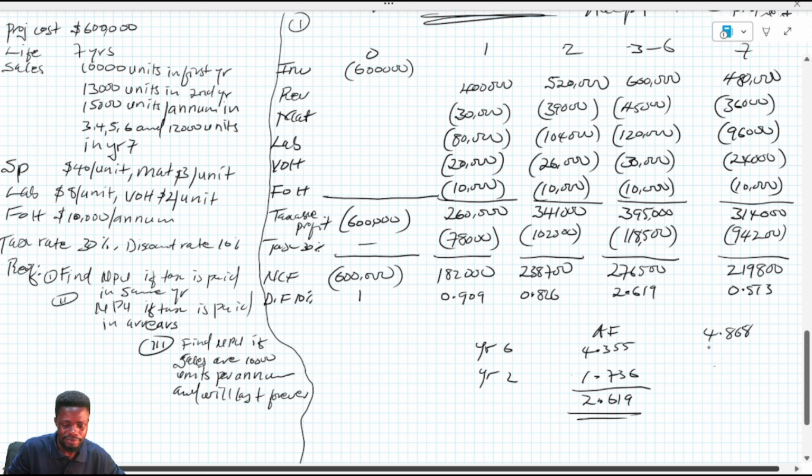So what you do is take off the annuity factor for the 6th year, 4.355. When you do this, you'll be left with 0.513. You can do it this way again. So this is how we get discounting factors. This is the technical aspect of this question. So you know how we got them. Go over it again and see exactly how we arrive at these if you don't understand.